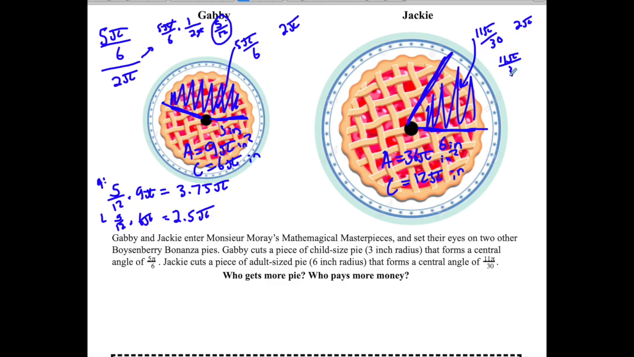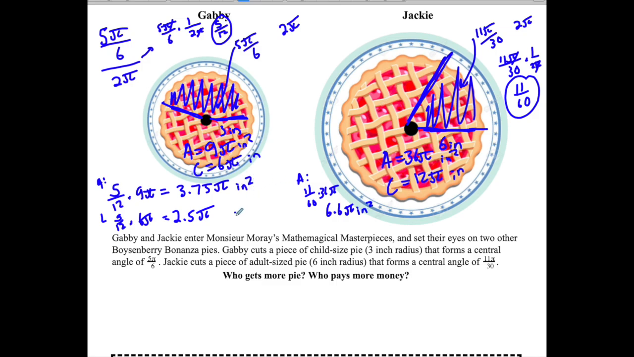Okay, over here we're going to get a similar thing. So 11 pi over 30 times 1 over 2 pi, right? Because to divide by 2 pi is to multiply by 1 over 2 pi. So it's 11 over 60, my magic number. So here I do 11/60 times 36 pi. And I get 6.6 pi inches squared, right?